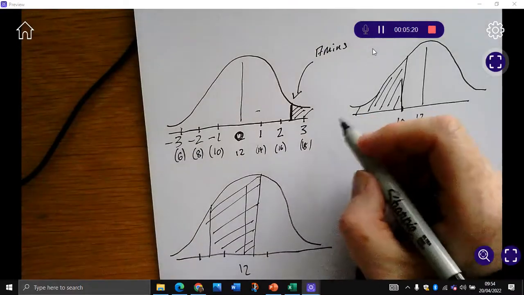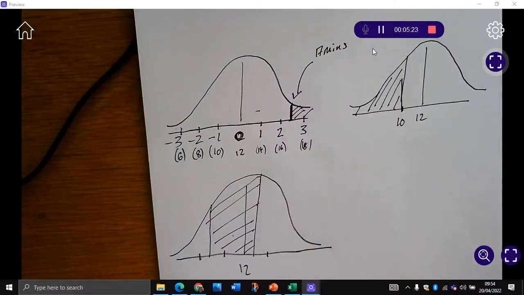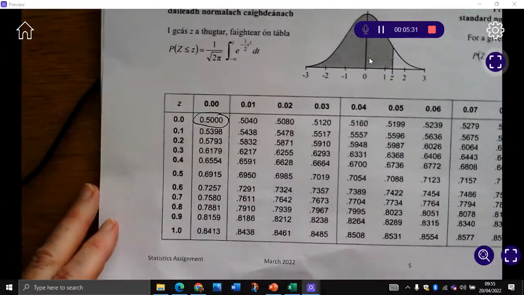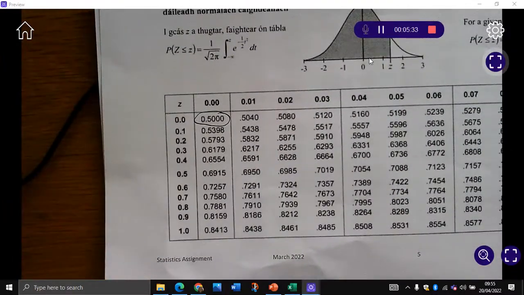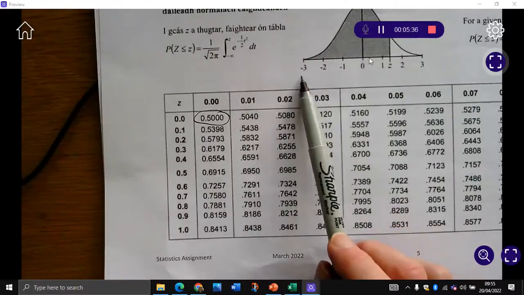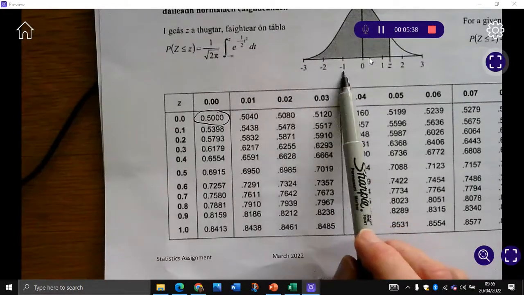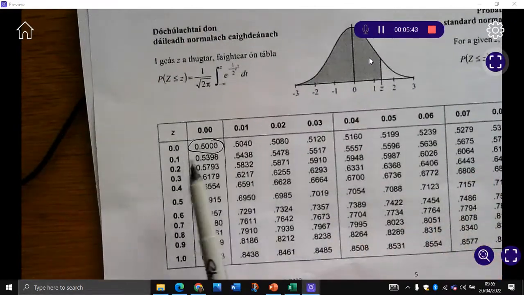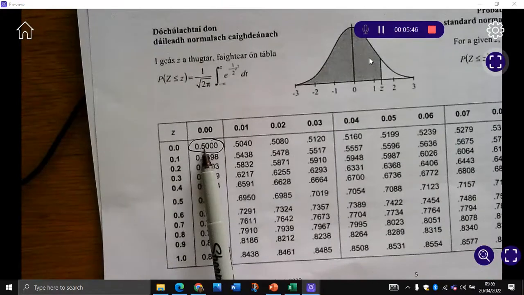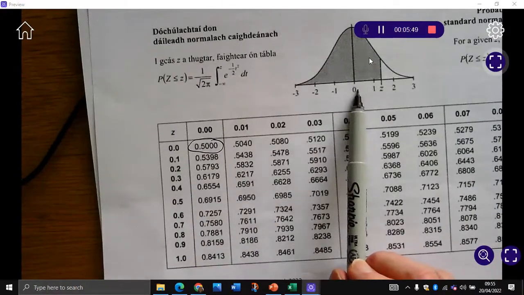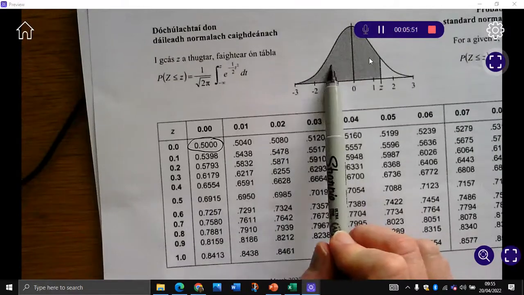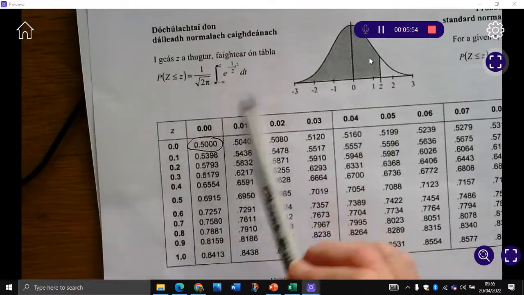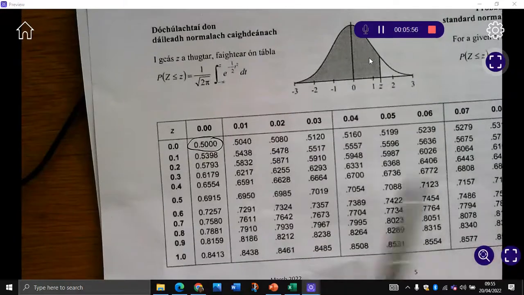But in order to find these percentages, you've got to be able to extract them from this table. Okay, so let's just take a moment to look at this table. We've got a diagram there that's showing similar to what I've just drawn, -3, -2, -1, 0, 1, 2, 3. That's reassuring. We're being told that 0 is 0.5. That makes sense because this is symmetrical about the mean. 50% there, 50% there. Don't worry about all this gobbledygook up here. We're not concerned with that in this course.